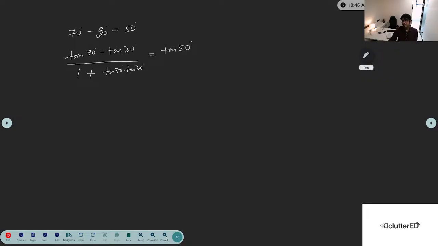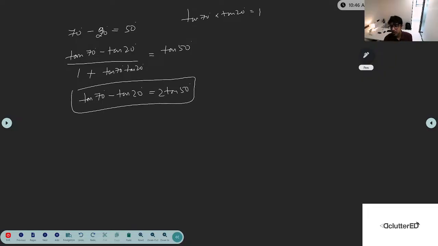Clear so far? Now the catch here is tan 70 into tan 20 is 1 because they are complementary angles. So tan 20 can be written as cot 70 and they will cancel out. So this will finally give you tan 70 minus tan 20 is 2 tan 50 degrees, and this is what we had to prove. The entire gameplay is with angles, sum and difference. We have limited formulae. It's about how we are cracking the formulae to get what the question is asking.